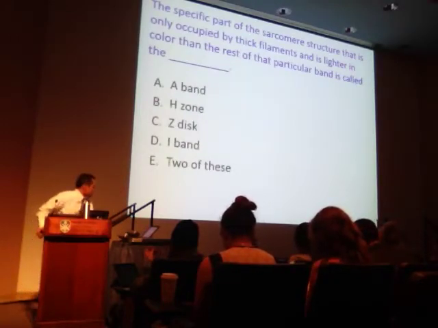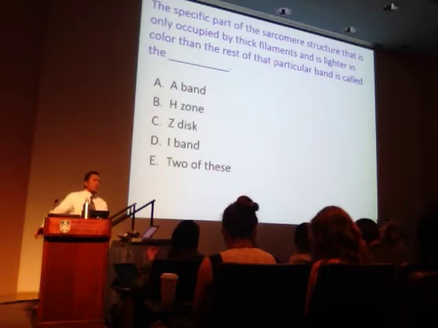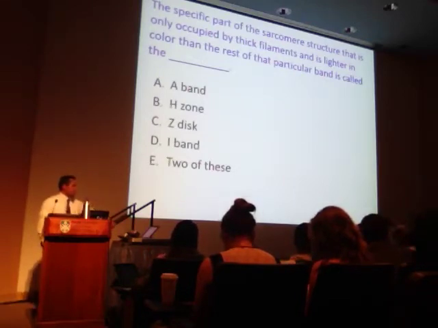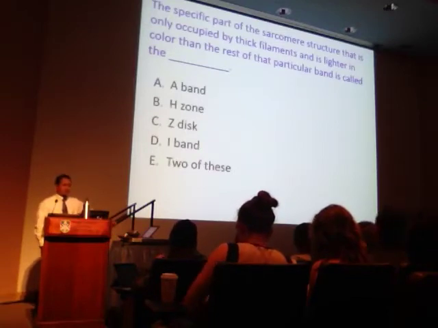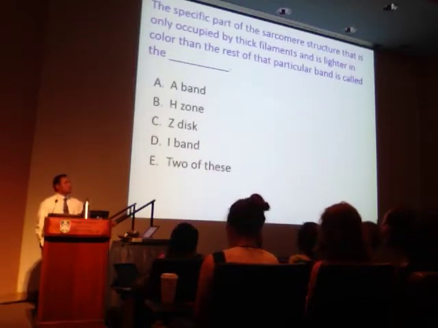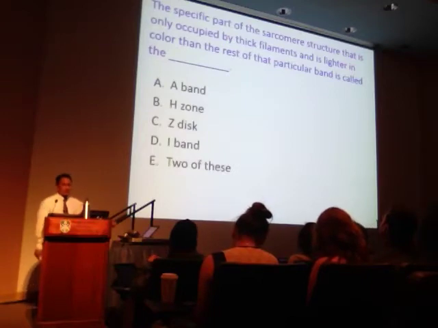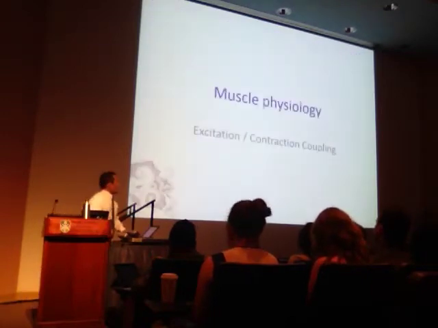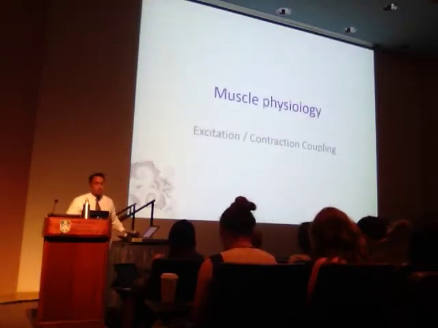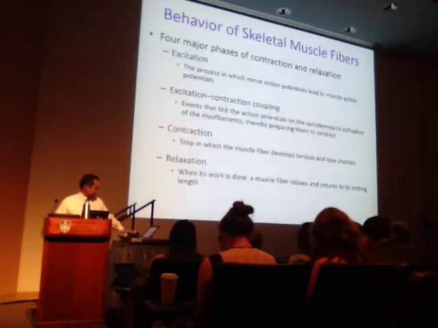Okay. Let's try this question. The specific part of the sarcomere structure that's only occupied by thick filaments and is lighter in color than the rest of that particular band is called what? The H zone. B is the answer. Very good.